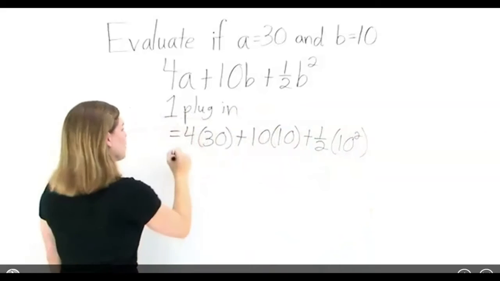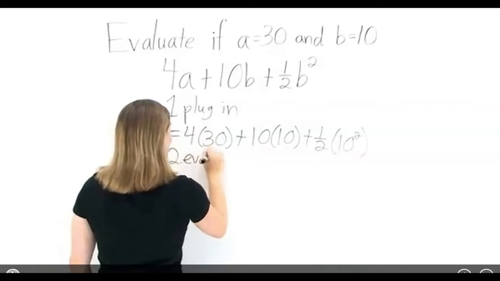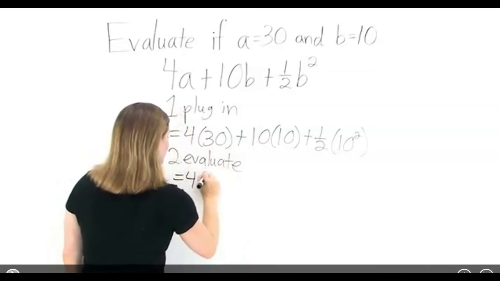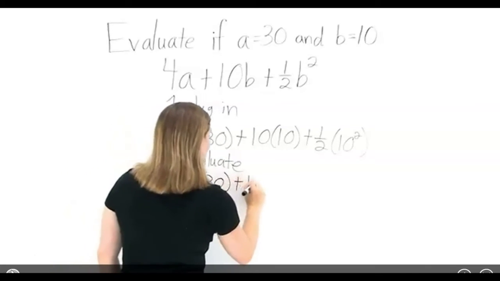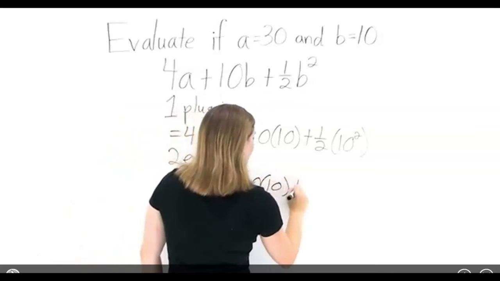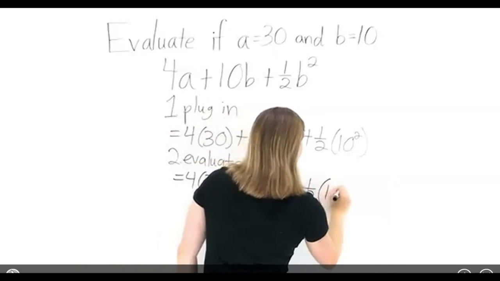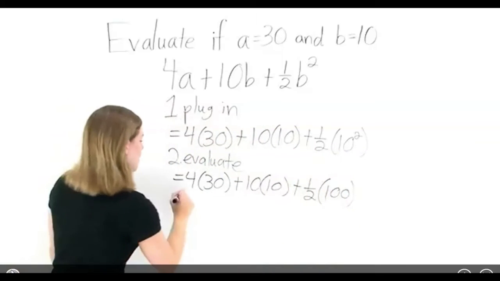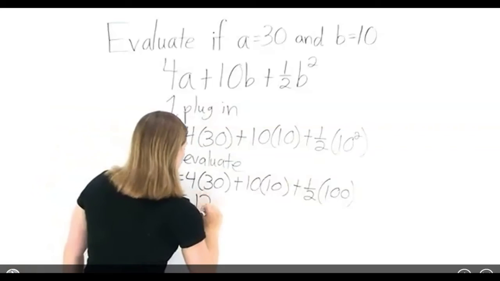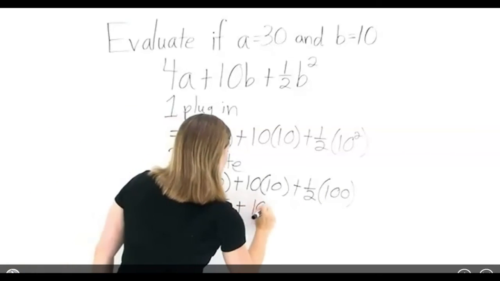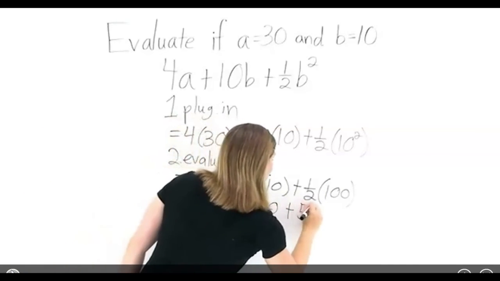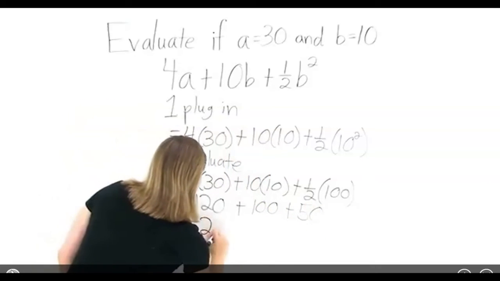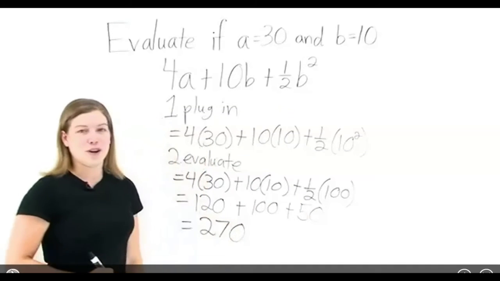Now that we have all numbers, our second step will be simply to evaluate our expression. We're going to use the order of operations to do this. And if you look, our first step will be to evaluate our power. So, we'll keep everything the same, except at the end, our 10 squared equals 100. Our second step will be to multiply through the halves. So we have 120 plus 100 plus 10. Our last step will be to add everything together. This will give us a value of 10%.